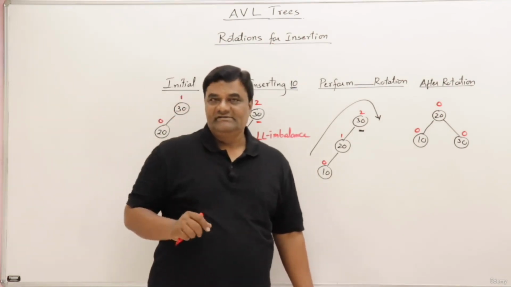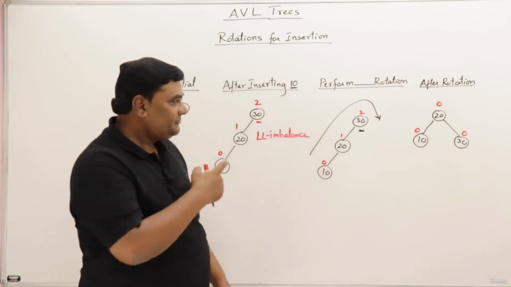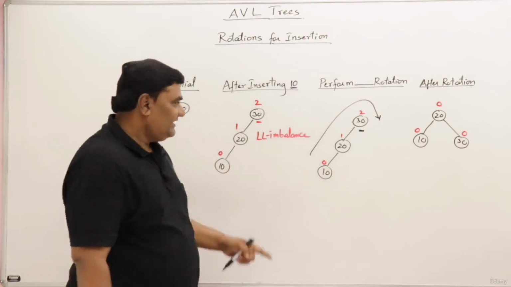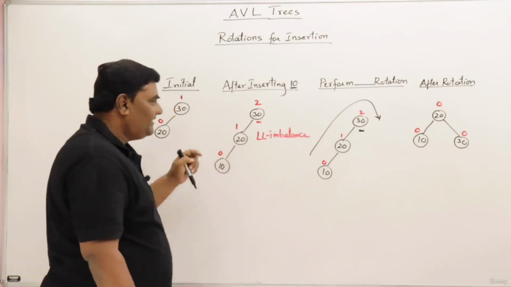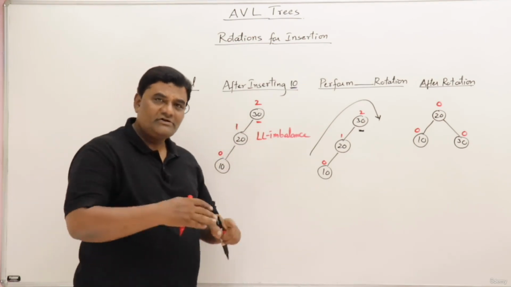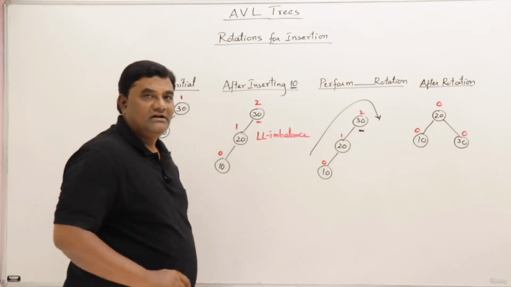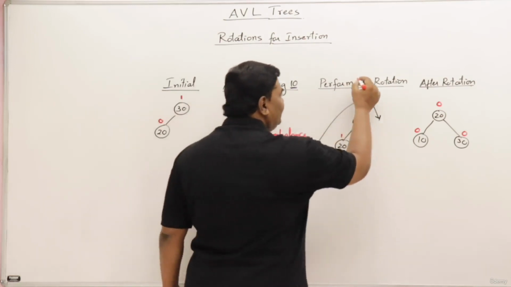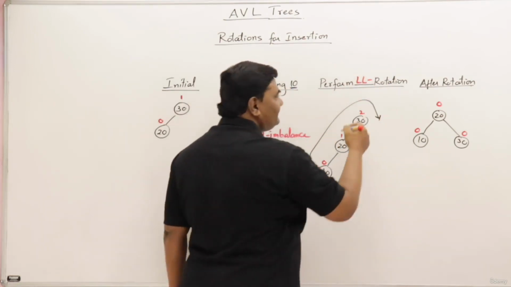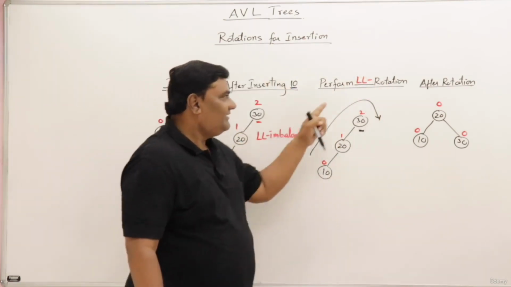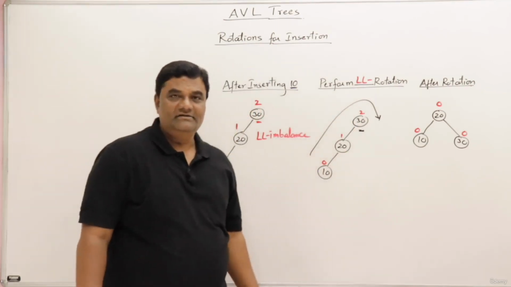Now a few important things. First thing, what should be the name of this rotation? The imbalance I explained is LL imbalance, right? So let us call the rotation also LL rotation. So I will give the name LL rotation. Based on the imbalance, I have given the rotation name also as LL.